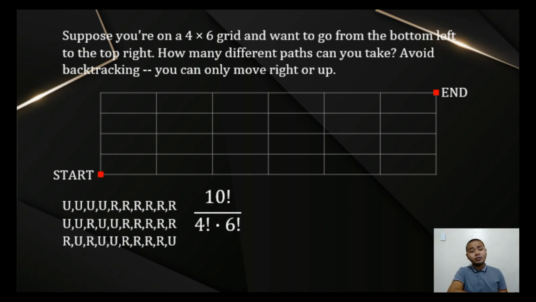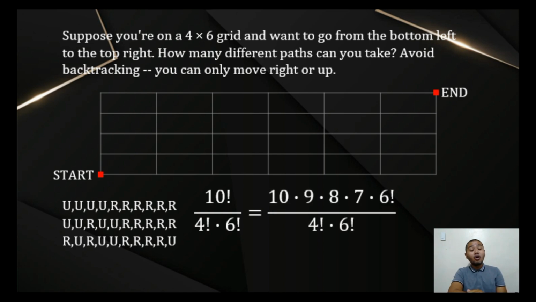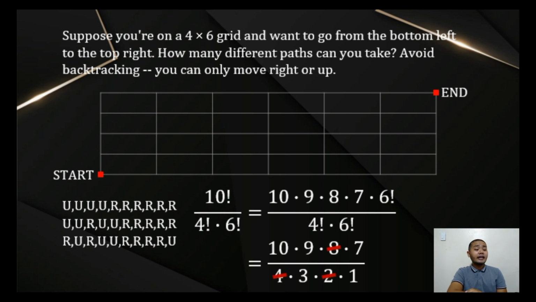Yung numerator natin, that will be 10 times 9 times 8 times 7 times 6 factorial over 4 factorial times 6 factorial. So, cancel na tayo dito. So, may iwan na lang 10 times 9 times 8 times 7 over 4 times 3 times 2 times 1. Siyempre, i-cancel na natin yung mga pwedeng i-cancel. Then, yung 9 at saka yung 3, pwedeng i-simplify yan. Then, sa numerator natin, ang natira, 10 times 3 times 7. So, in that case, yung answer sa problem number 6 is actually 210 ways.